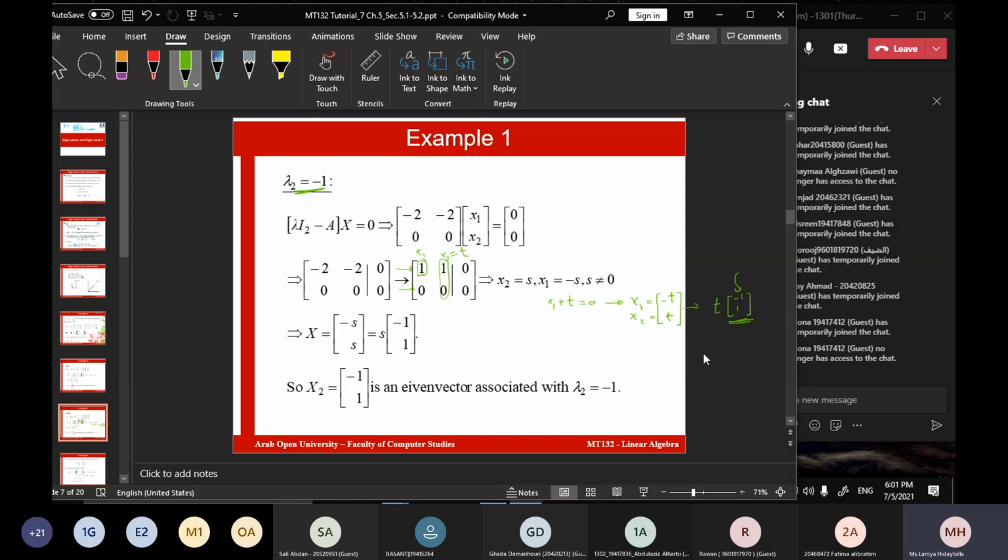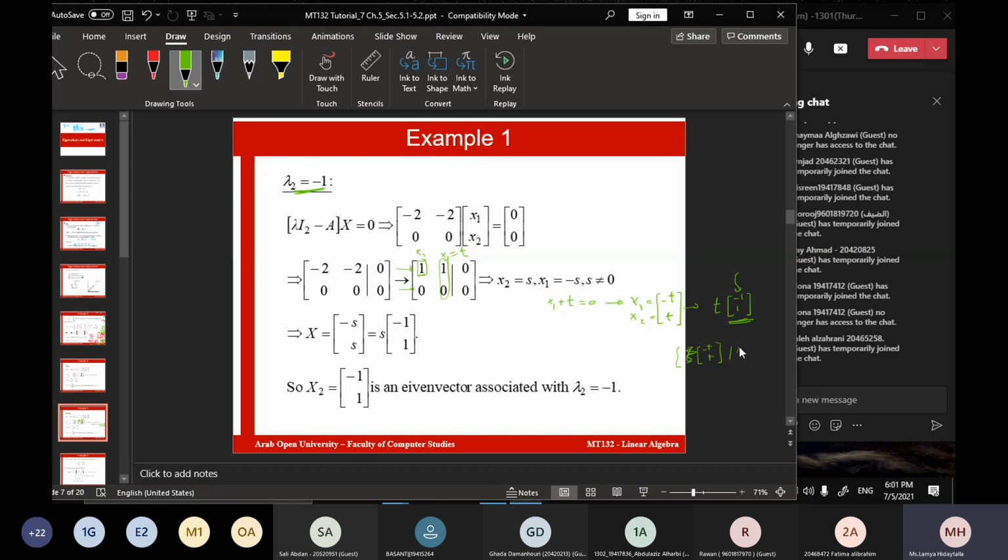If he needs the eigenspace, then what you will do? You tell him it is the set of vectors t multiplied by minus 1 and 1, or if you like, the same as minus t and t, such that t is a real number. So this will give me the eigenspace corresponding to lambda equal to minus 1. Is it clear?